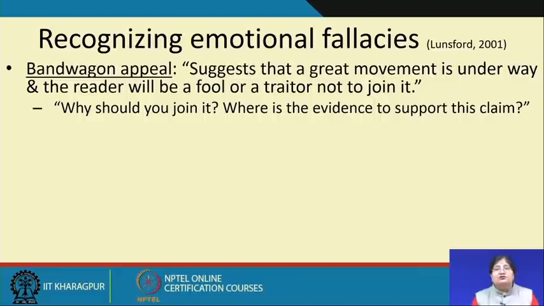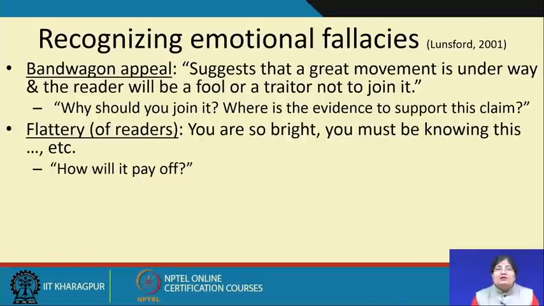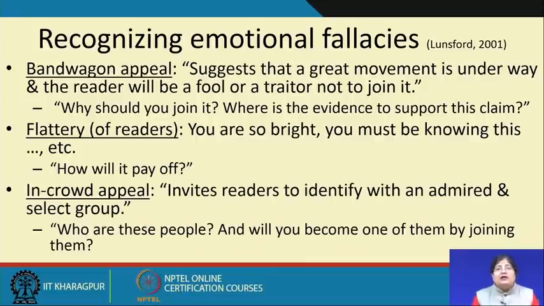How do you recognize emotional fallacies? Different types of emotional fallacies. Bandwagon appeal suggests that a great movement is underway and the reader will be a fool or traitor not to join it. In this, you question yourself, and the questions that come up are: why should you join it? Where is the evidence to support the claim? Flattery of readers: you are so bright, you must be knowing this. Then you ask your question, how will it pay off? In-crowd appeal invites readers to identify with an admired and selected group. Who are these people, and will you become one of them by joining them? That is the question one tends to ask.